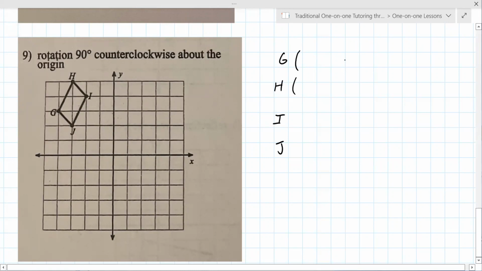G is -4, 3. Good. You can give me J next if you want. The order doesn't matter. Just whatever you want.